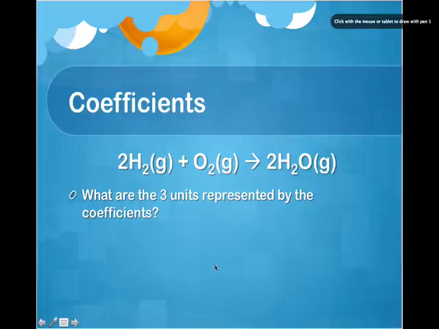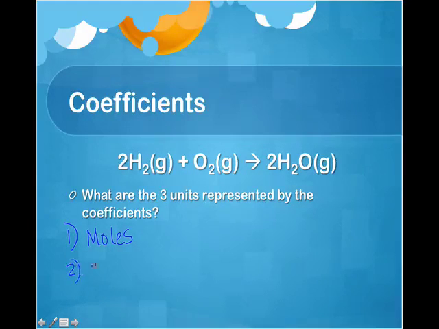All right, we need to talk about coefficients again because with stoichiometry we also use the chemical reaction. This says, what are the 3 units represented by the coefficients? Well, the first one, and the one that's the most common, is moles. So we could read this as 2 moles of hydrogen react with 1 mole of oxygen to give us 2 moles of water. The other way we can read this is particles. And remember, particles can be atoms or molecules or formula units. But this says 2 molecules of hydrogen react with 1 molecule of oxygen to give us 2 molecules of water. And that would be this particle thing.